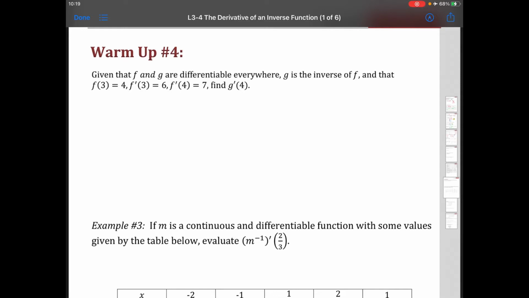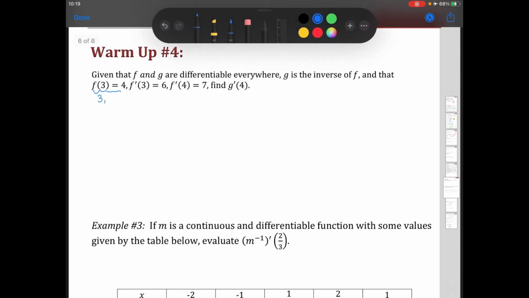So the warm-up says, given that f and g are differentiable everywhere, g is the inverse of f, and f of 3 is given to us. I'm going to write these at the same time. What does that mean? This is my original point. My derivative is 6, f prime of 4 is this. Find g of 4.